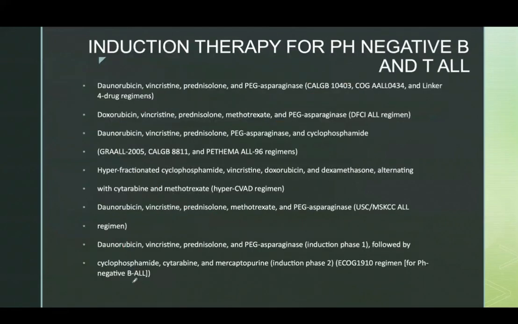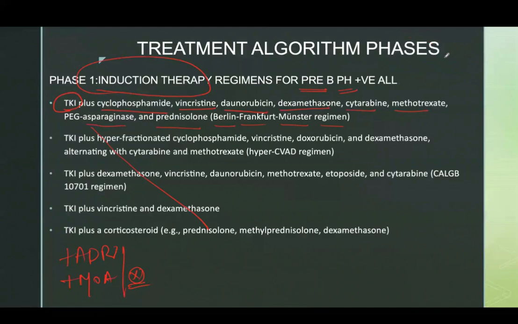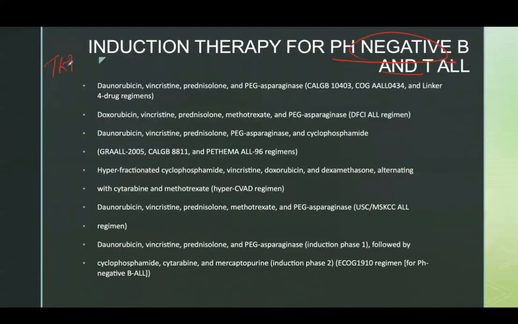Okay, then if there is a Philadelphia chromosome negative B or T ALL, this is for Philadelphia chromosome positive and negative B and T ALL. In case of a negative Philadelphia chromosome, you will not go ahead and give a TKI because tyrosine kinase inhibitors will not work there. Okay, please don't ever mark TKI or a tyrosine kinase inhibitor in case of a Philadelphia negative ALL, B or T ALL. This has been cleverly asked in the last Part 2 examination.